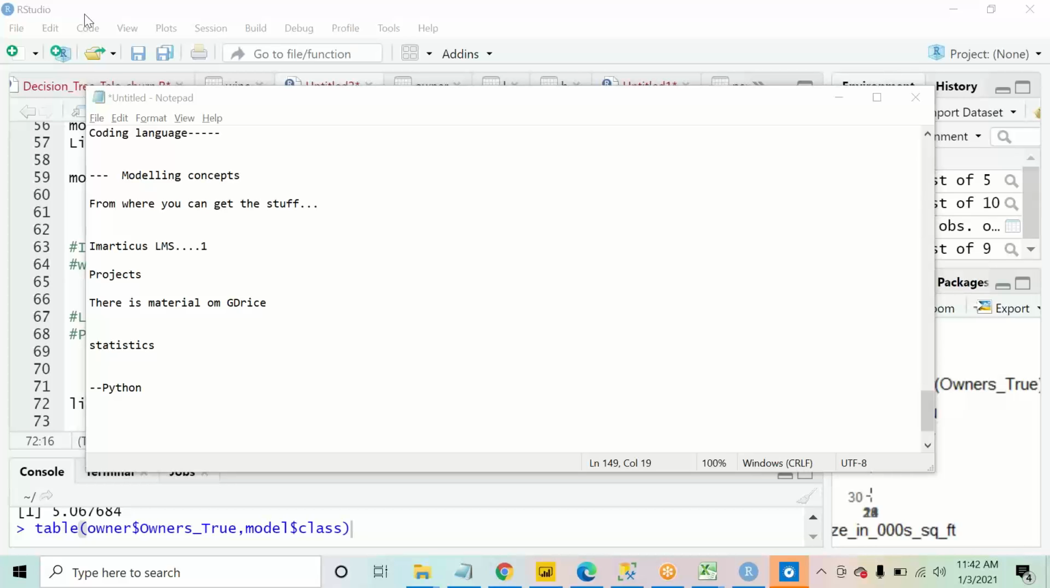So in the upcoming session, I will not be taking the Python. Python will be taken by some other faculty.